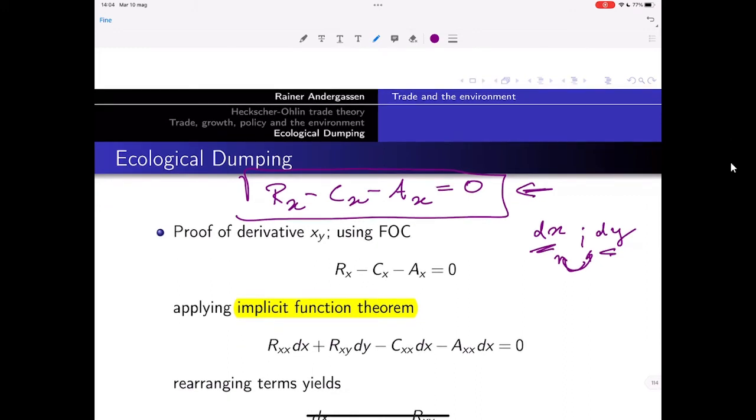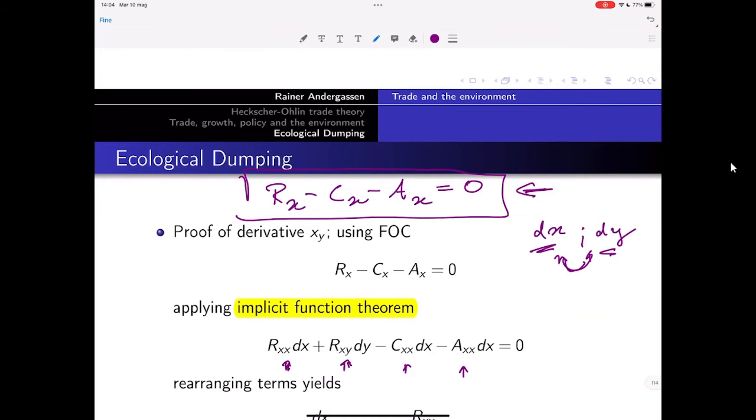So how can I do this? How does X affect this relationship? First of all, I have Rxx dx plus, if I change y, I have Rxy dy, then minus Cxx dx, and then minus Axx dx. This is everything that changes if X changes and Y changes. Is it clear?